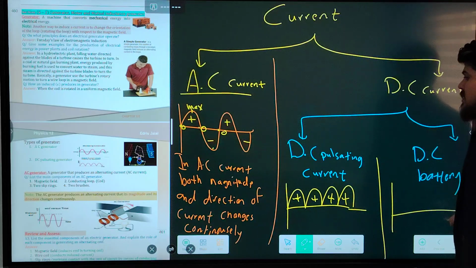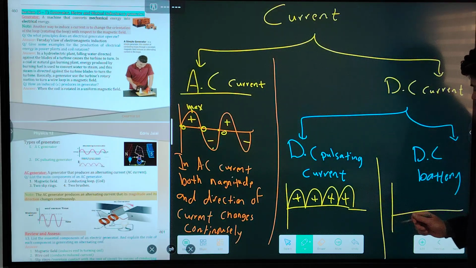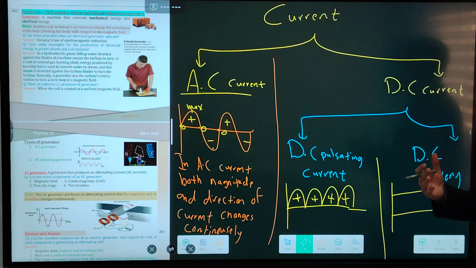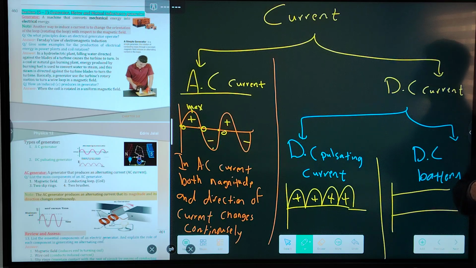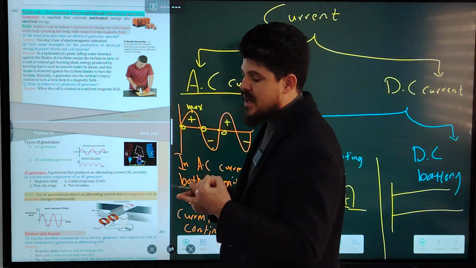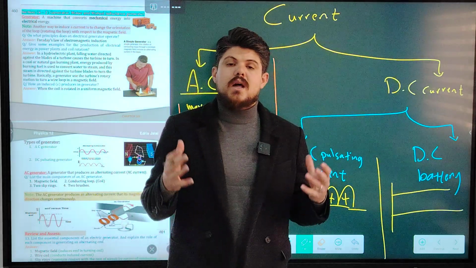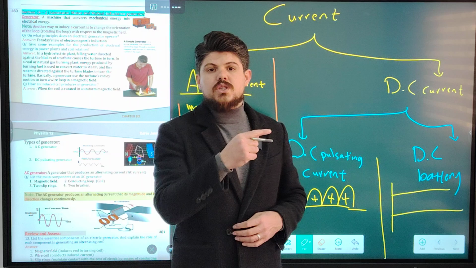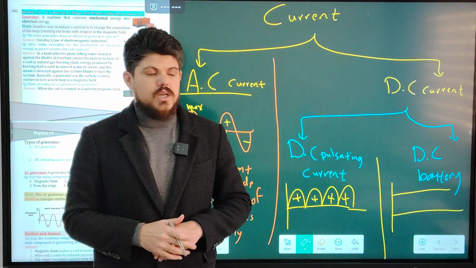For the DC of a battery, the situation here is completely different. Why? Because neither the magnitude nor the direction of the DC battery current changes. Magnitude stays constant, direction stays constant. In DC current, there is no change in magnitude and no change in direction, like a battery. The current produced by a battery moves in one direction and its magnitude doesn't change.